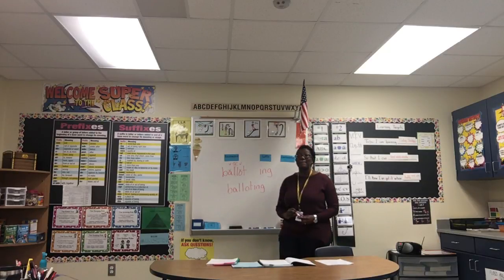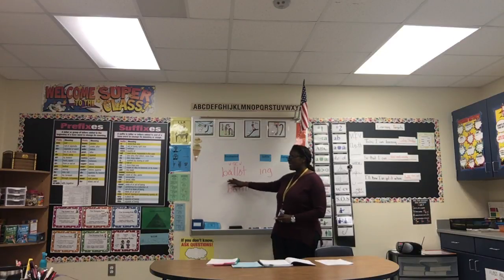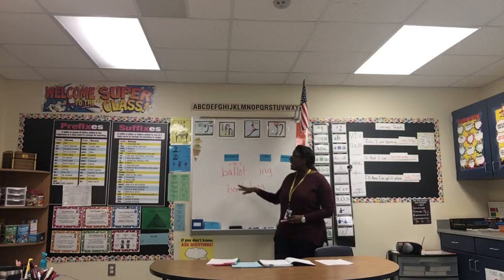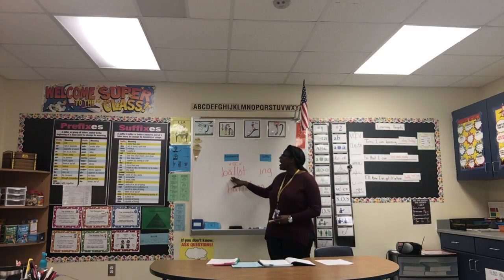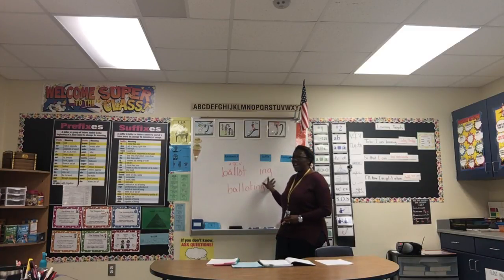B-A-L-L-O-T-I-N-G. Balloting. So I'm going to let you go ahead and finish the rest of this page, word spelling formula practice 1. You're going to look at your base word. You're going to look at your vowel suffix. If the base word is accented on the first syllable, you just add your vowel suffix. You don't have to double the last consonant. Okay?